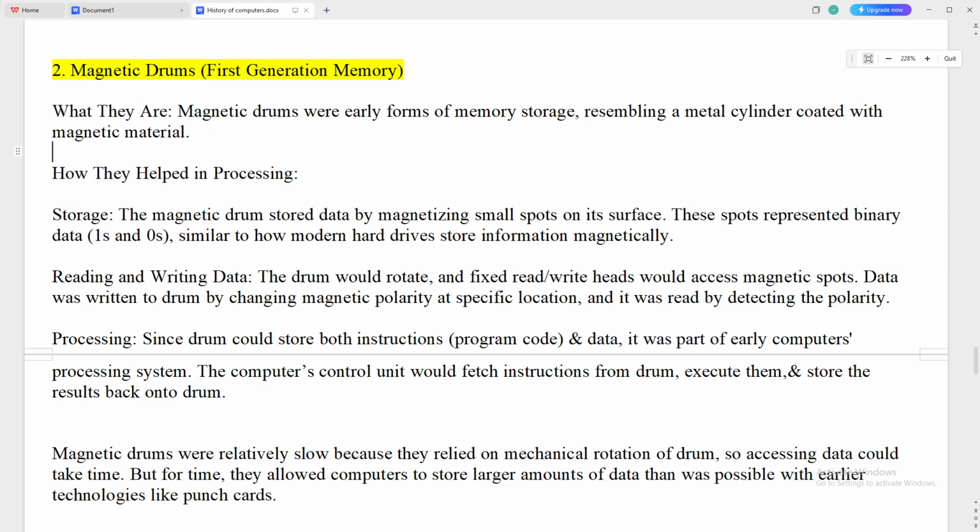How do they help in processing? The magnetic drums store data by magnetizing small spots on the surface. These spots represent binary data 0 and 1, similar to how modern hard drives store information magnetically.